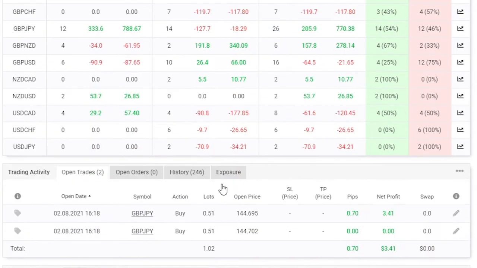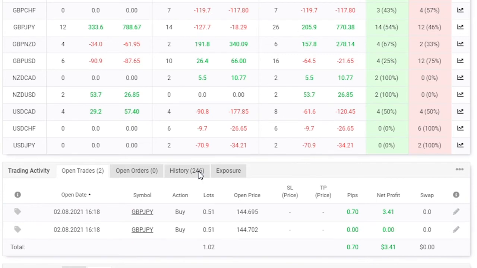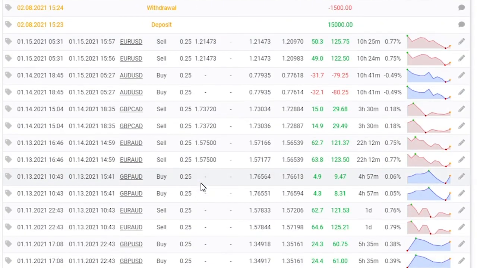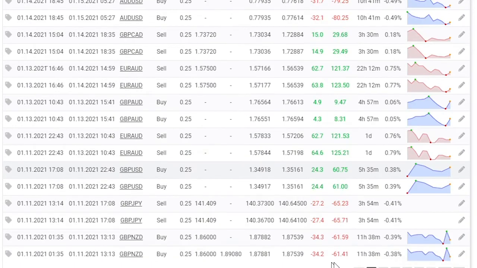So if we look at the last few trades now, let's have a look. We got 0.25% consistent lot size.